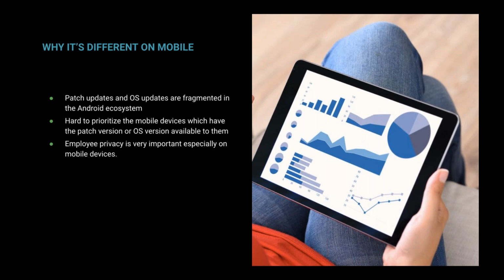And the second one is also having those different versions that are available. Is it available for a certain device? Is it not available? So trying to keep track of all of those things manually can become a really daunting task for any organization. And to keep all of this, you also need to keep the privacy of employees top of mind. Especially that problem becomes even more important on mobile devices, as we have seen today.